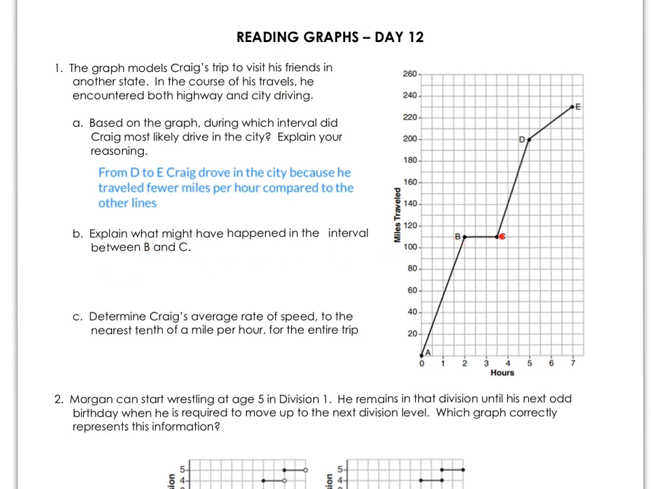The next part says explain what might have happened in the interval between B and C. From B to C, like I said, the miles traveled is the same. So I think that Craig probably stopped to eat, and the reason I say eat is because it was an hour and a half, so it's not just a short stop. He's there for an hour and a half.